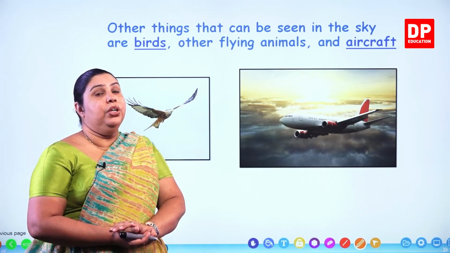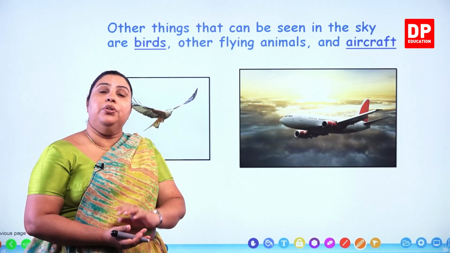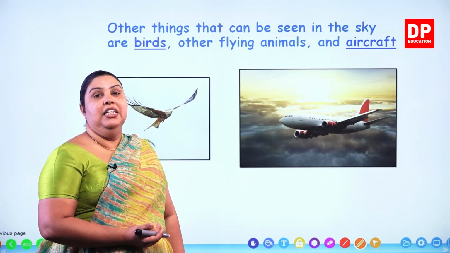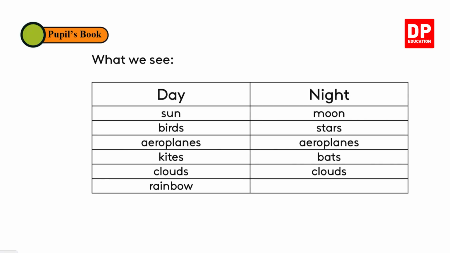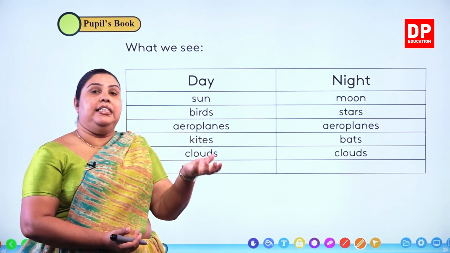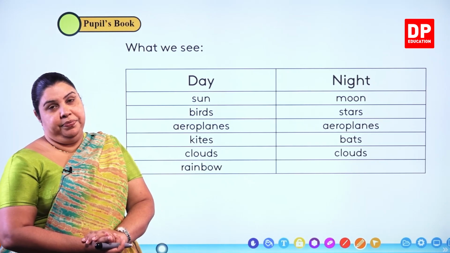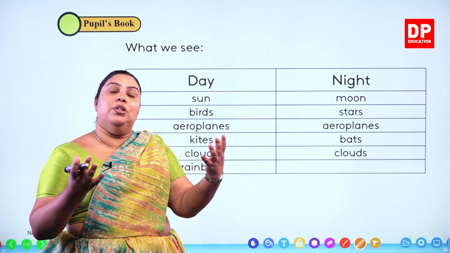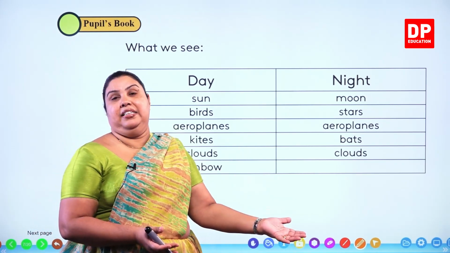Now we are going to go back to our pupils book because there we are going to talk about something special. So please turn to your pupils book and this is the page. Okay? Right. Now as I told you, we can see different things in the sky depending on the time that we look at the sky. So the sky can also be seen during daytime and in the night.